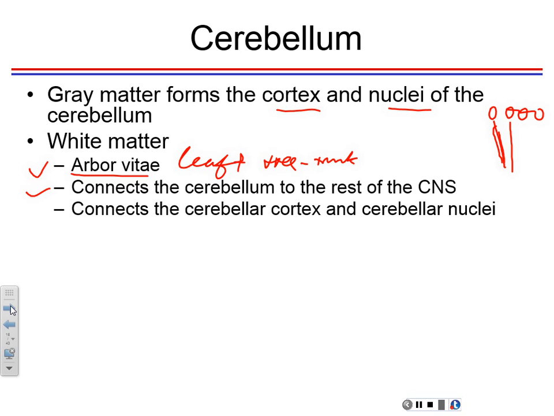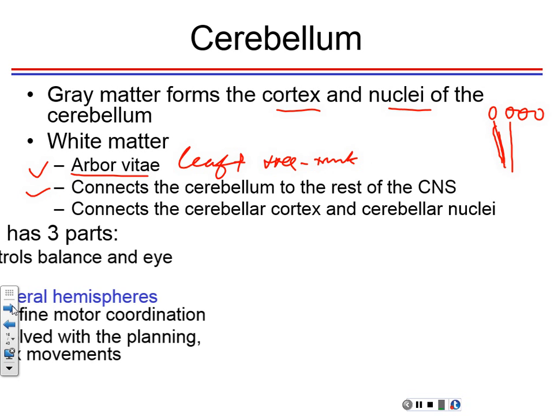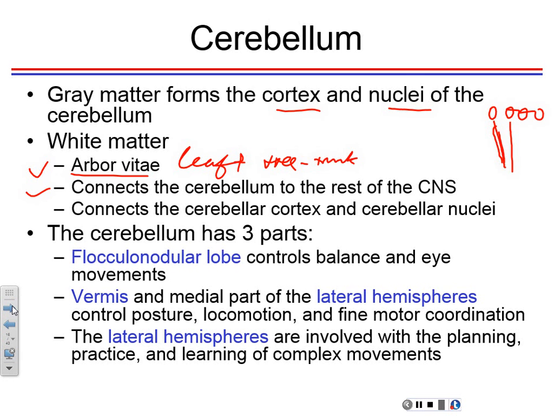So the cortex is gray matter, and then the white matter. We all know about that, right? Gray matter and white matter, we did it before. So again, it's split into parts, and the first part usually tells you what it's doing, like the floccular nodular. When you hear ocular, it's to do with the eyes. So floccular nodular has got to do somehow with the eyes.